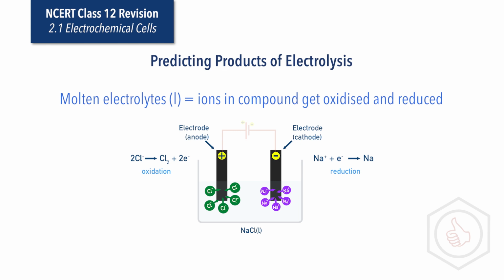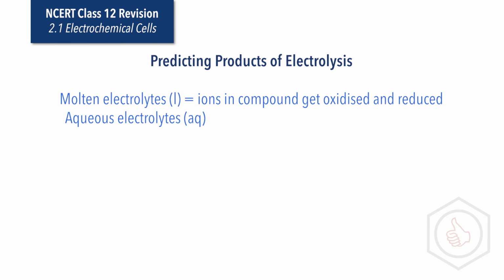For aqueous electrolytes, however, things are a little bit different, because water molecules, H2O, naturally ionize and split apart into hydroxide ions and H+ ions. As a result, these ions in the water may compete with the ions from the ionic compound at the anode and cathode for oxidation and reduction. We can use standard electrode potential values or reactivity trends to predict which species will get discharged and oxidized or reduced.